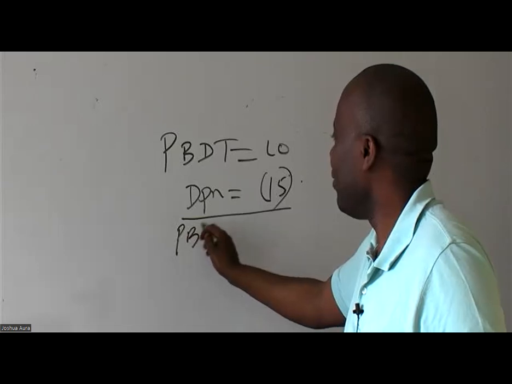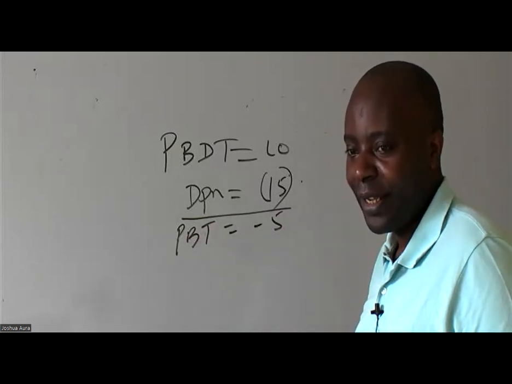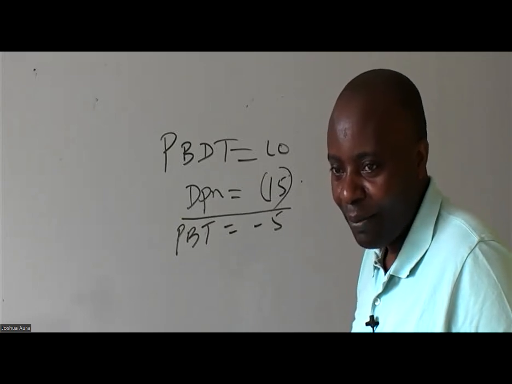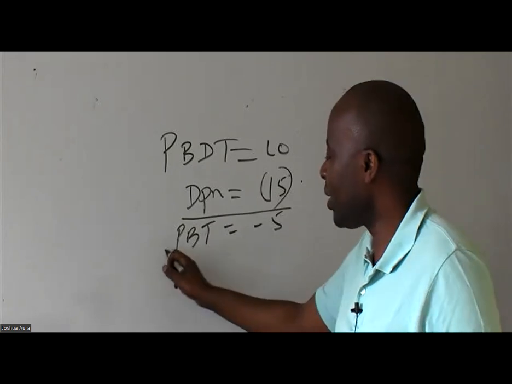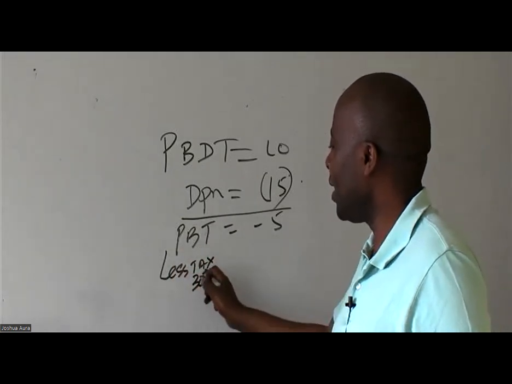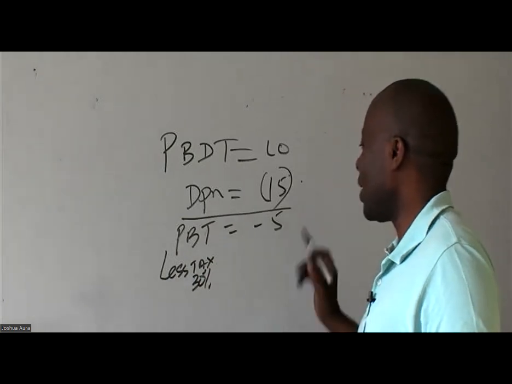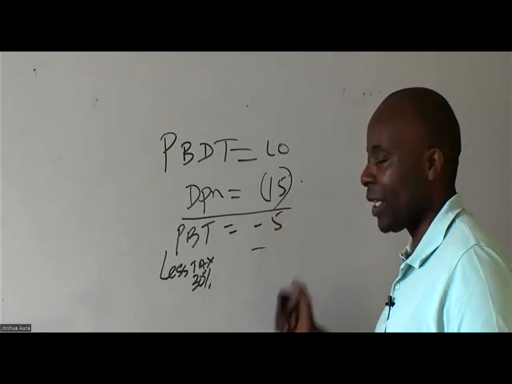Could you kindly give me the profit here? So profit before tax will be minus 5, right? Profit before tax will be minus 5. So please go ahead and less tax. When you less tax at 30%, minus 5 times 30% gives me minus what? 30% times minus 5 gives me what figure?